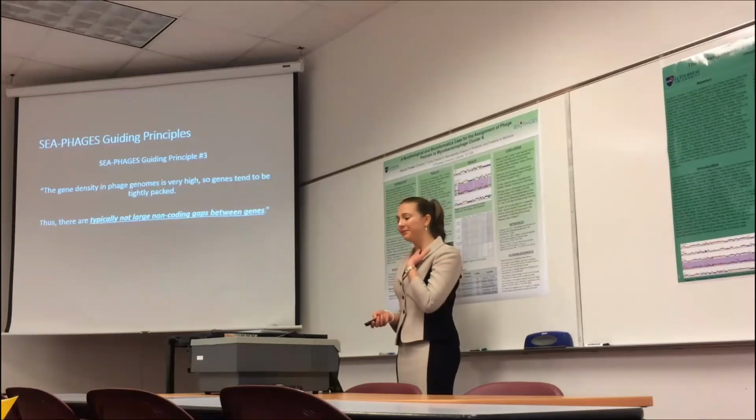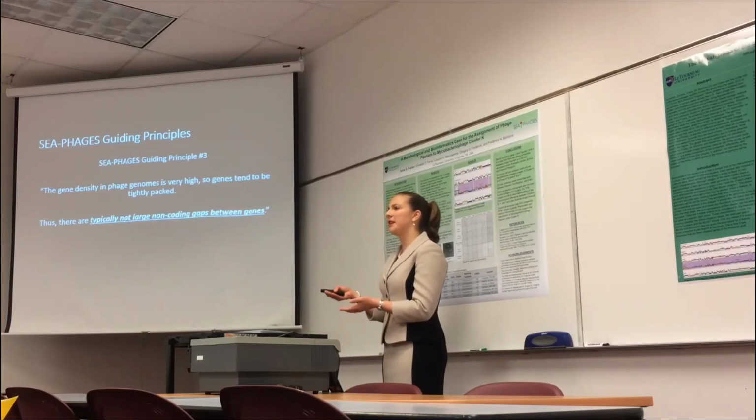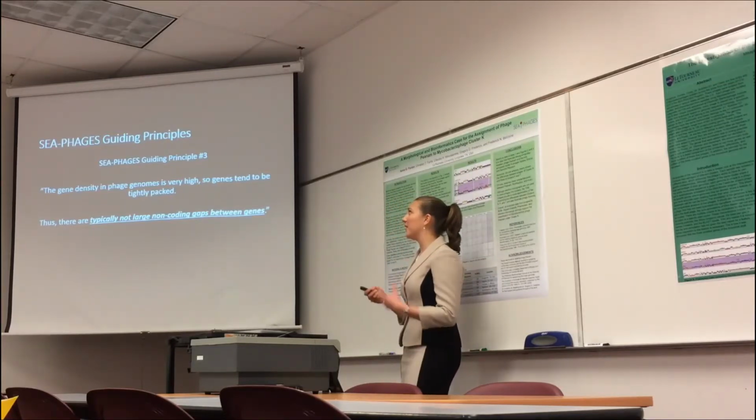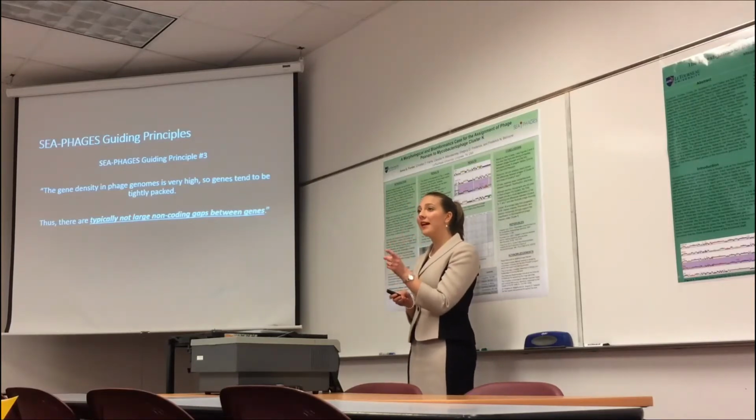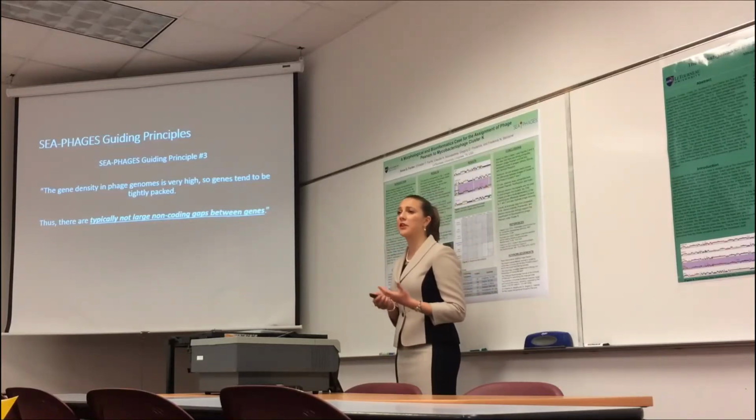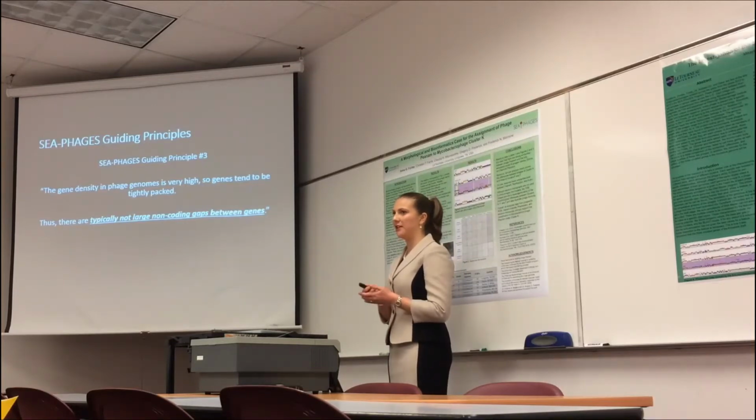So throughout the annotation process, we had to abide by certain guiding principles. These basically listed what we would expect to see throughout the annotation process, and number 3 proved to be the most useful. The gene density in phage genomes is very high, so genes tend to be tightly packed. Thus, there are typically not large non-coding gaps between genes. Elsewhere within the guiding principles, it also states that we should expect no more than 80 base pairs between genes. But during the annotation of Dublin, we found an anomaly.